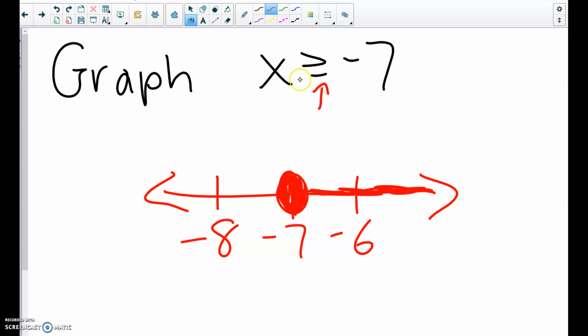So plug in any number here. Is 1,000,000 bigger than negative 7? Then yes, 1,000,000 is way over here on my number line and is still going to get shaded. So make sure that you're going to the right.